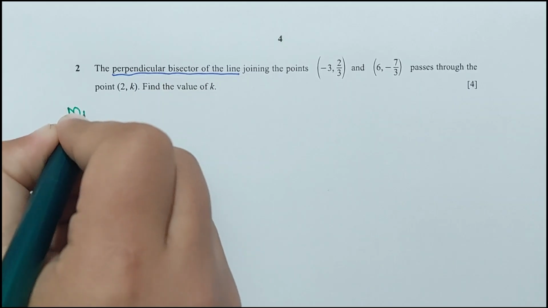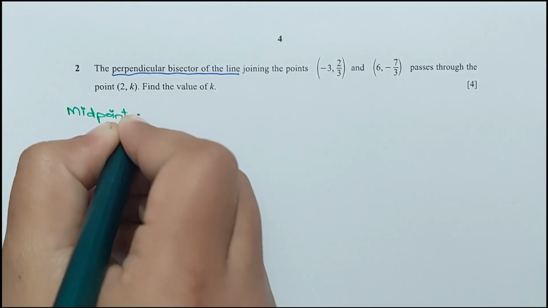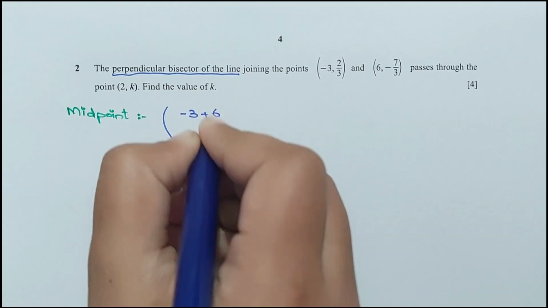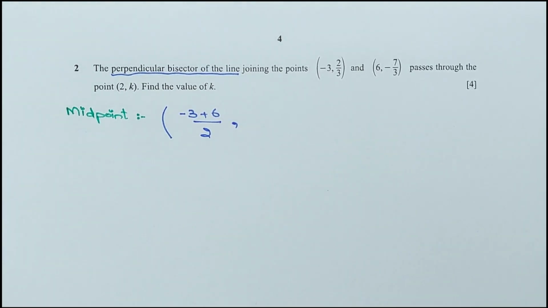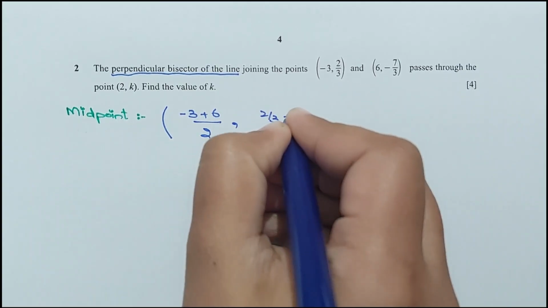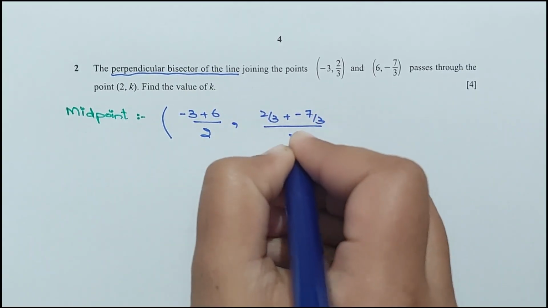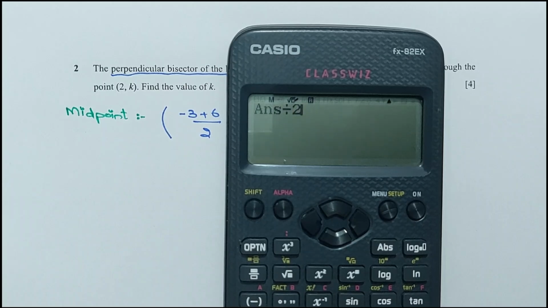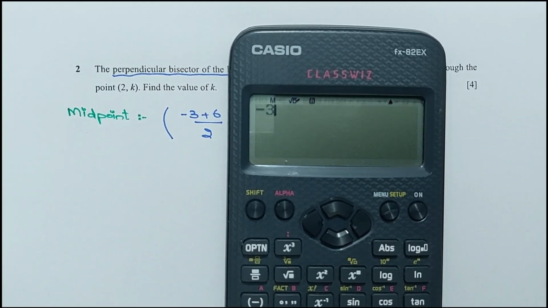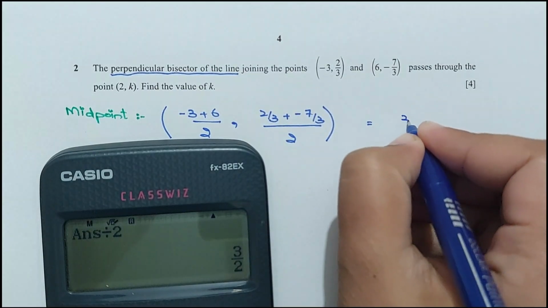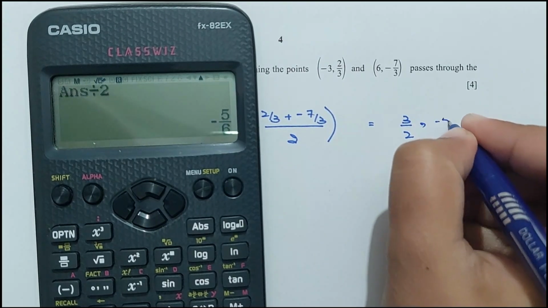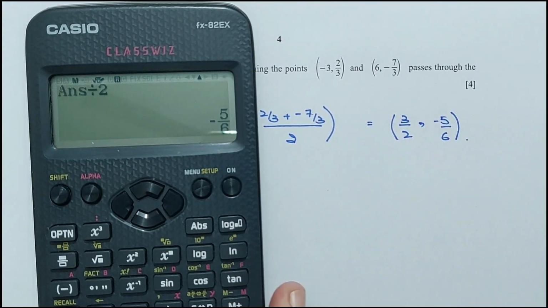Okay, so for the midpoint, we have to add the x components and divide by 2, and add the y components and divide by 2. So negative 3 and positive 6 divided by 2, and 2 by 3 and negative 7 by 3, adding and divided by 2. We will get the midpoint, right? So this should be negative 3 plus 6 divided by 2. Yes, sorry, it's 3 by 2, I double checked. Okay, 2 by 3 and add negative 7/3 and divide by 2. This is -5/6. Right, this is the midpoint.